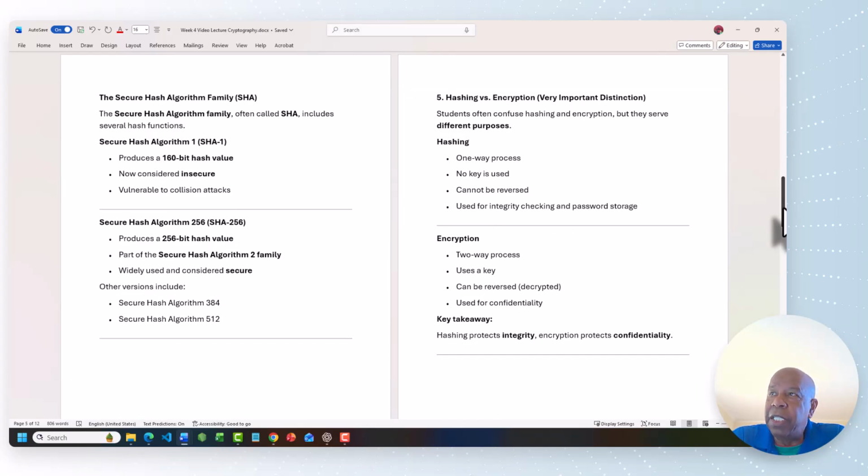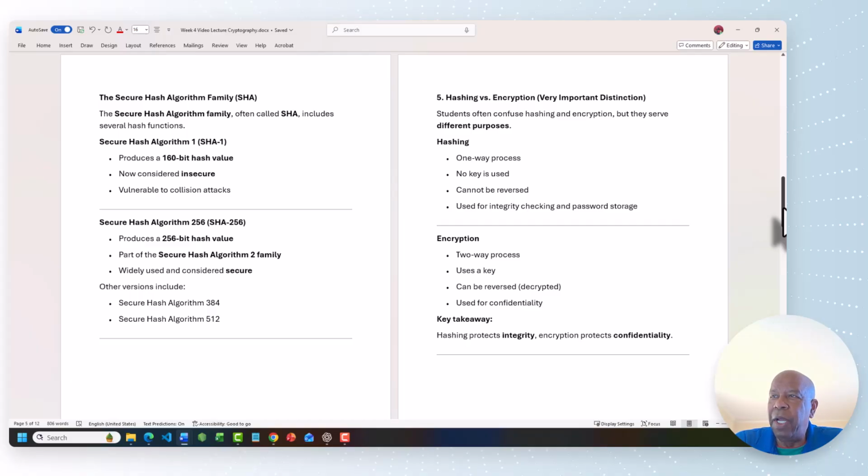Okay, the secure hash algorithm family. This is the SHA family. Secure hash algorithm 1, SHA-1, produces a 160-bit hash value. Now considered to be insecure. It is vulnerable to collisions. So that's not good.